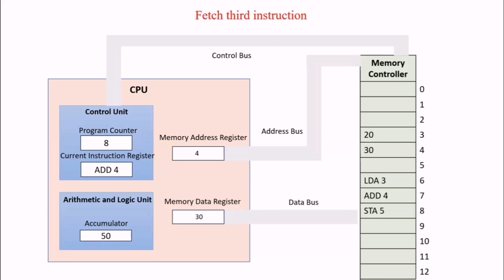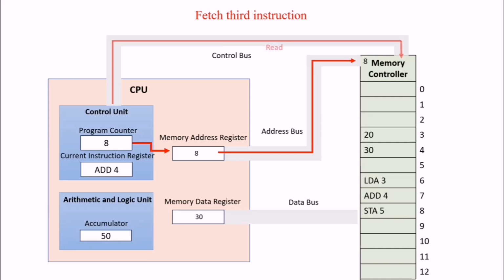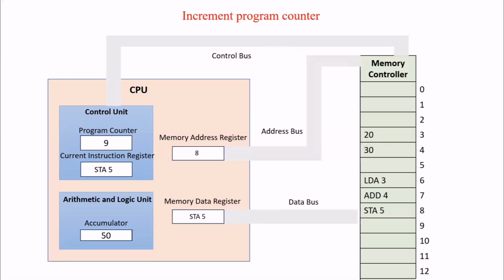The program counter is already pointing to the next instruction to be fetched. The content of the program counter is copied to the memory address register and then copied to the memory controller using the address bus. And the read instruction is issued. The instruction at memory location 8 is copied into the memory data register using the data bus. From there, it's copied to the current instruction register. Here the program counter is incremented.